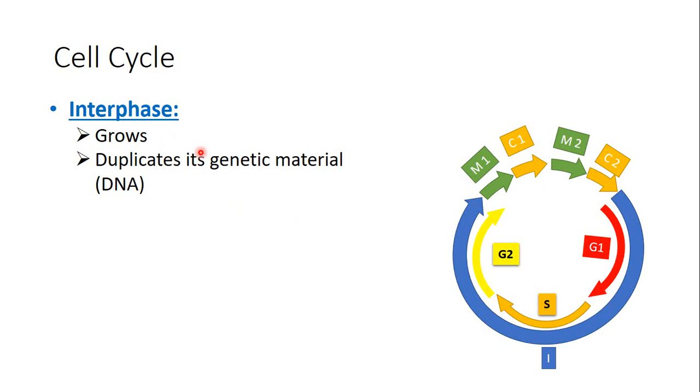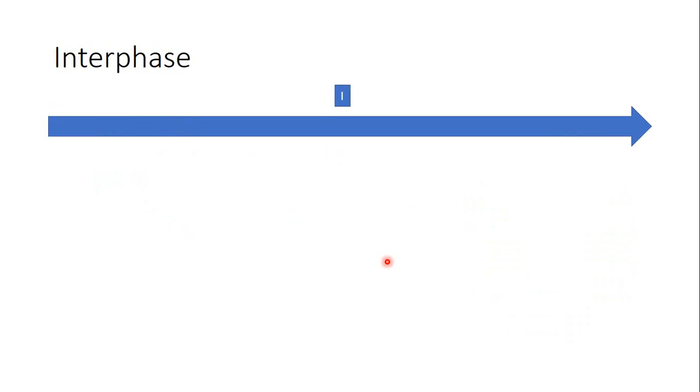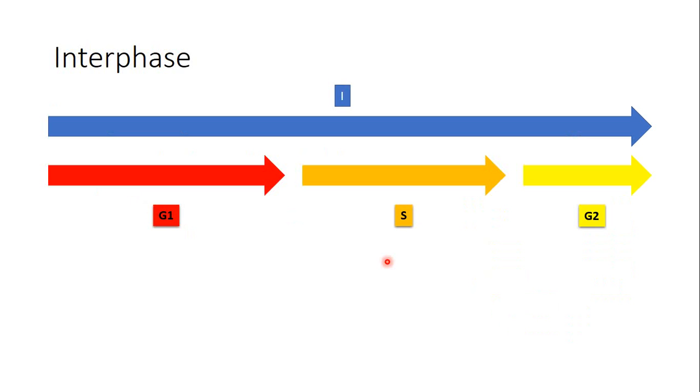In the interphase, there are not many events, so the cell is growing basically, and there is also the duplication of the DNA material, which happens one time in both meiosis and mitosis. So this is the interphase. The interphase consists of three subphases, which are the G1 phase, the S phase, and the G2 phase.